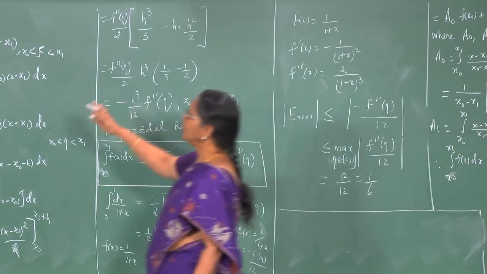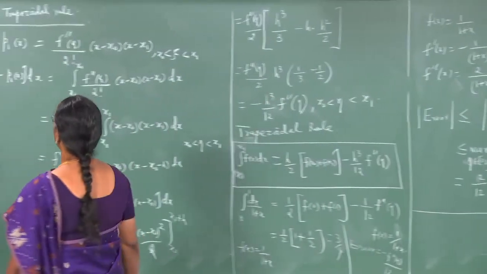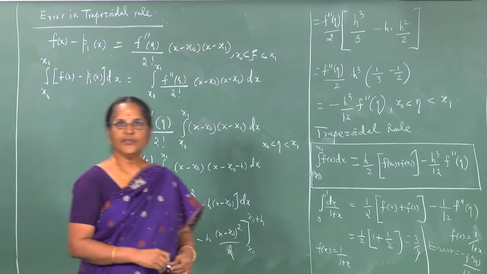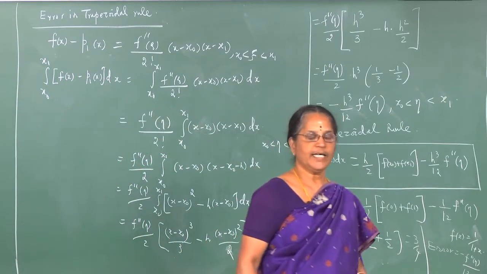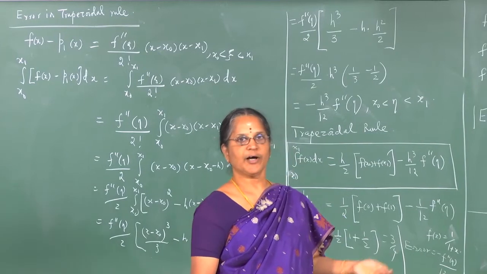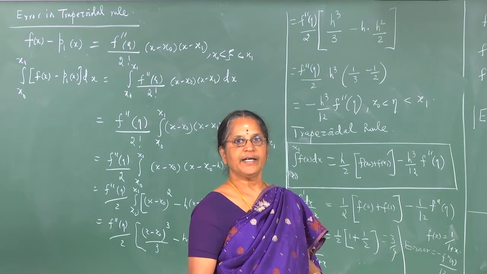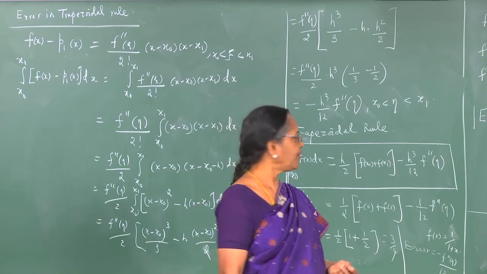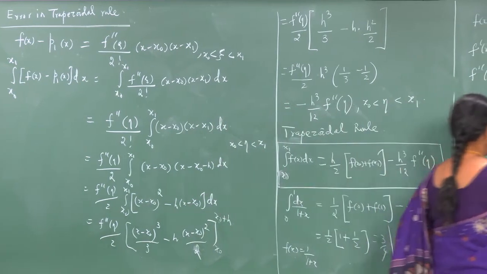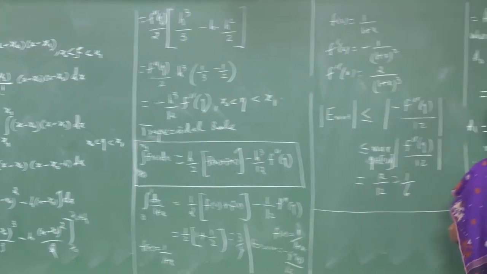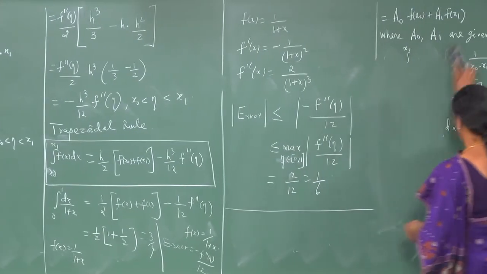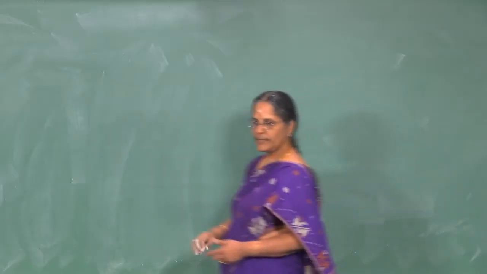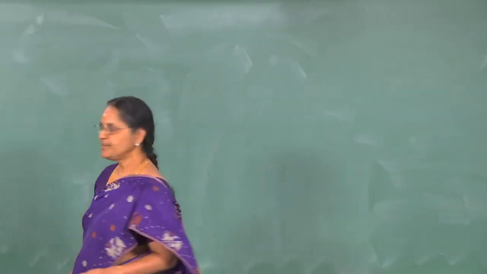So, this method was obtained by approximating f of x by a linear polynomial. So, we move ahead to see what happens if we approximate f of x by a second degree polynomial, namely a quadratic interpolation polynomial. The resulting method that we get is called Simpson's rule. So, we shall derive now Simpson's rule.